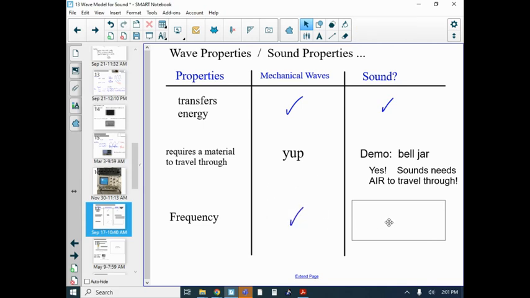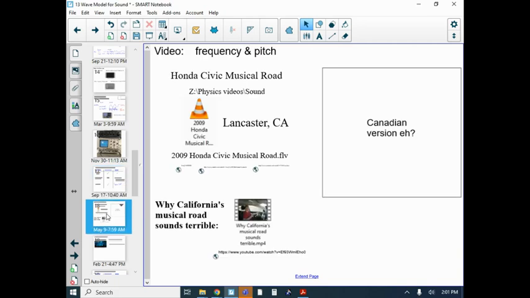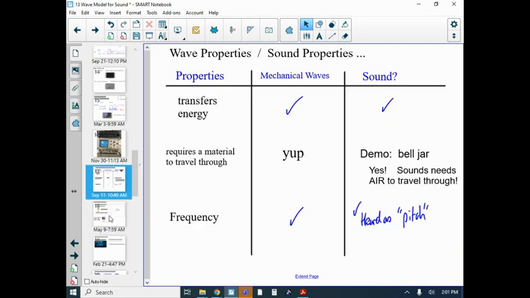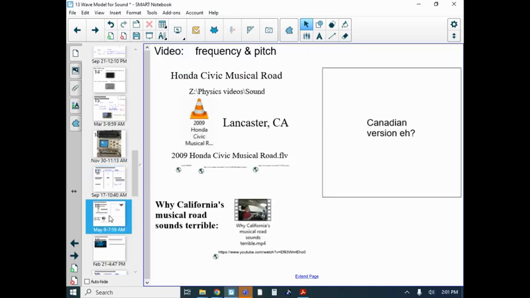You can talk about the frequency of mechanical waves. You can talk about the frequency of sound, which is heard as pitch. So yeah, there's all sorts of connections between the two, of course.